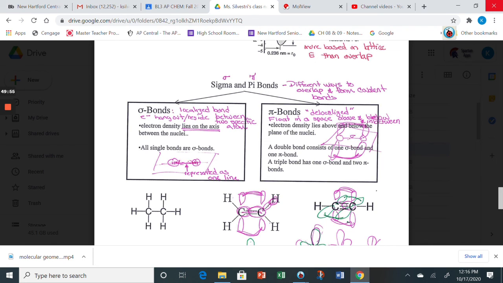So this thing called pi and sigma bonding has to do with where the electrons reside. A sigma bond is like a single bond, and they're very localized between two atoms. Okay? And so it's along the line. This is a sigma.